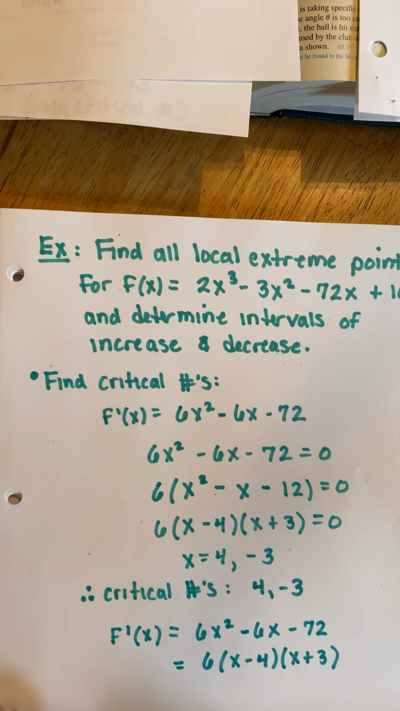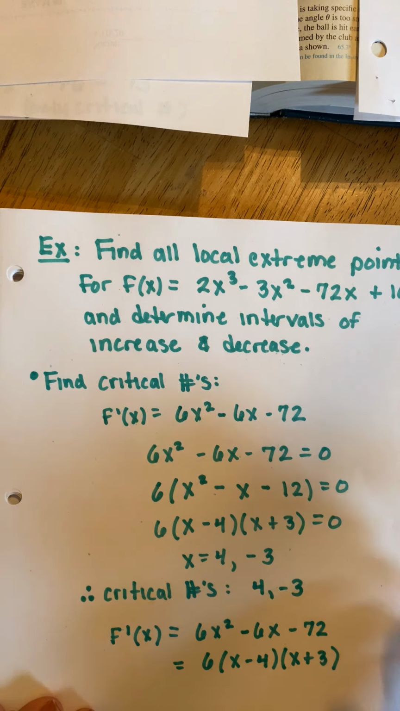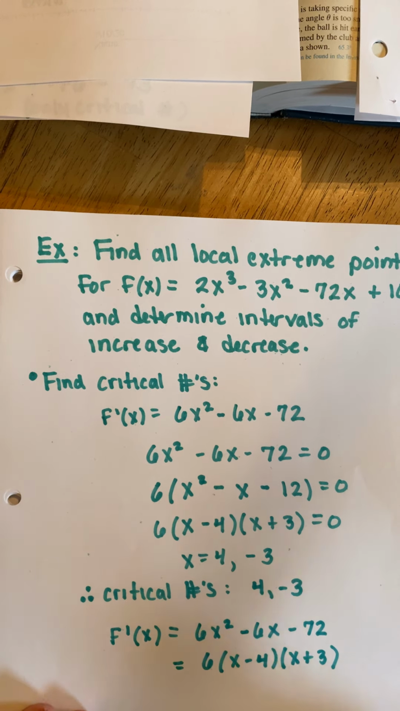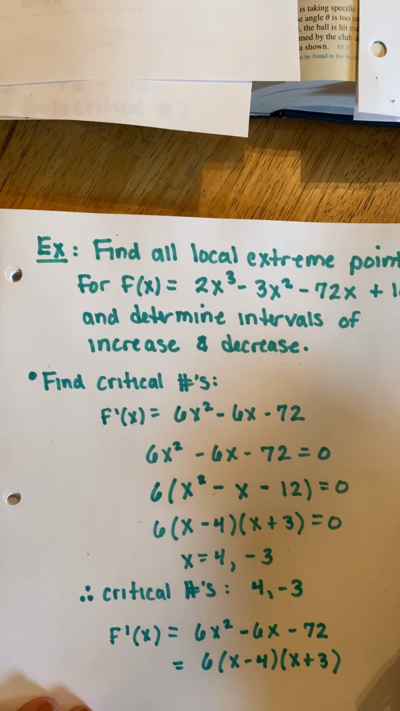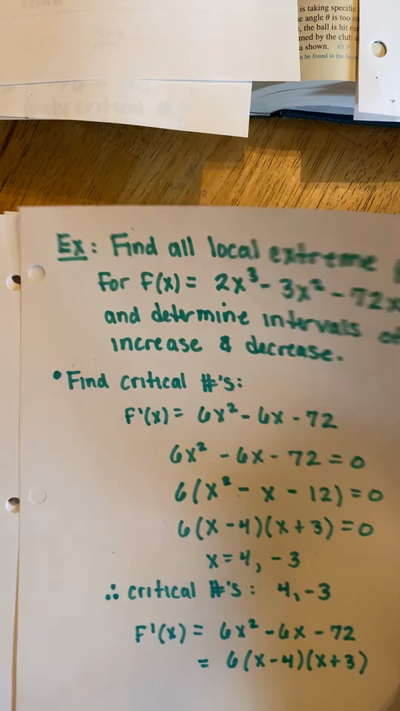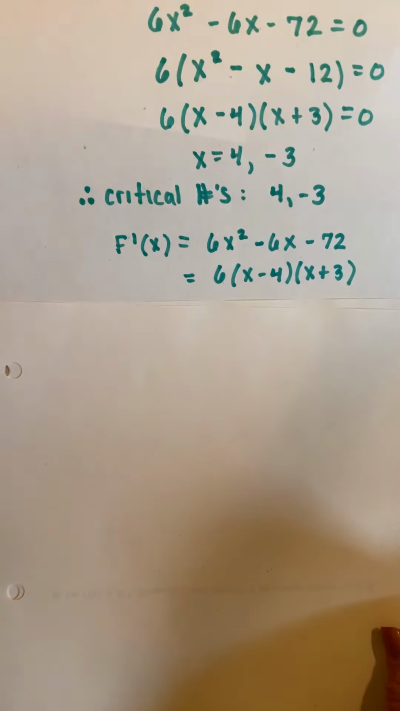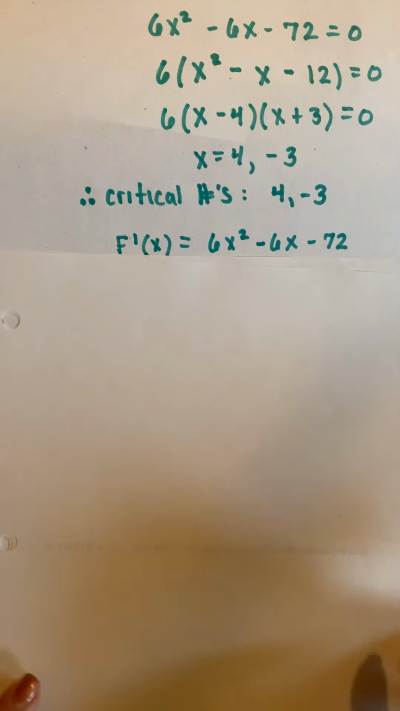Right. Now remember, our concern is where this derivative is positive or negative. Wherever the derivative is positive, the original function will be increasing, and where the derivative is negative, the original function will be decreasing. The derivative is 0 only at 4 and negative 3. So let me just stick this under here. We'll continue on with this.